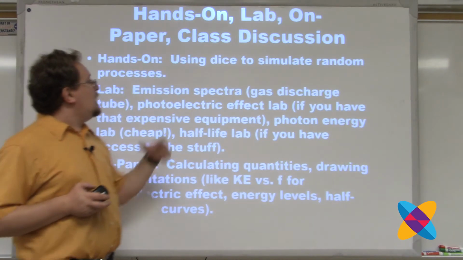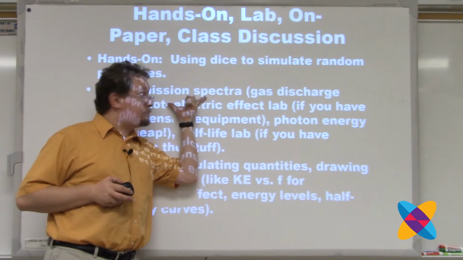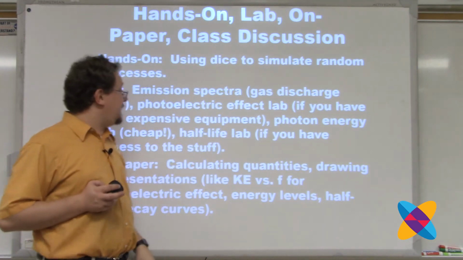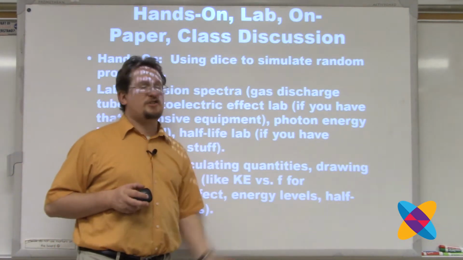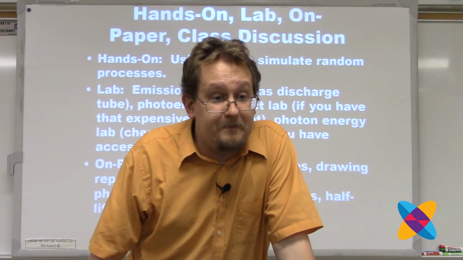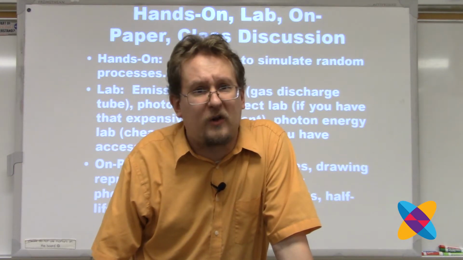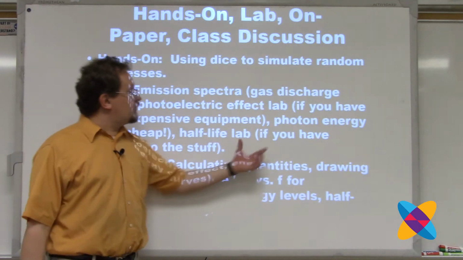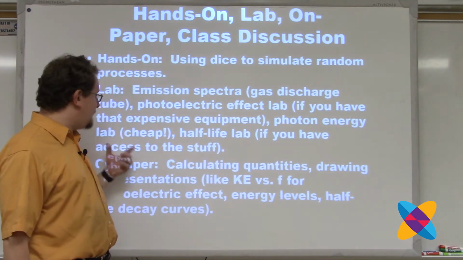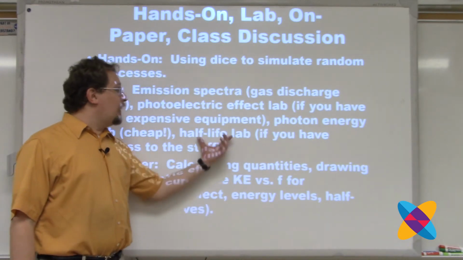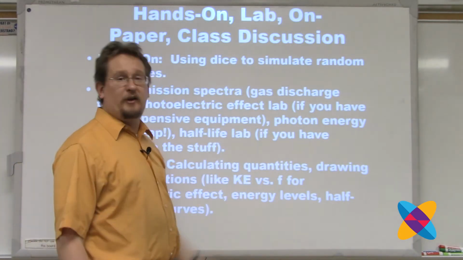Emission spectra. Your chemistry people will hook you up with a gas discharge tube, I hope. I'm going to show you that in Module B. Gosh, do you have the expensive photoelectric effect lab set up? I don't. Like $400. So if you got one, do it as a whole class lab. However, if you're cheap, like me, I have an alternative. It's called the Photon Energy Lab. It's cheap. Half-life lab if you have the stuff for it, or a simulated half-life, maybe using PhET or something like that.